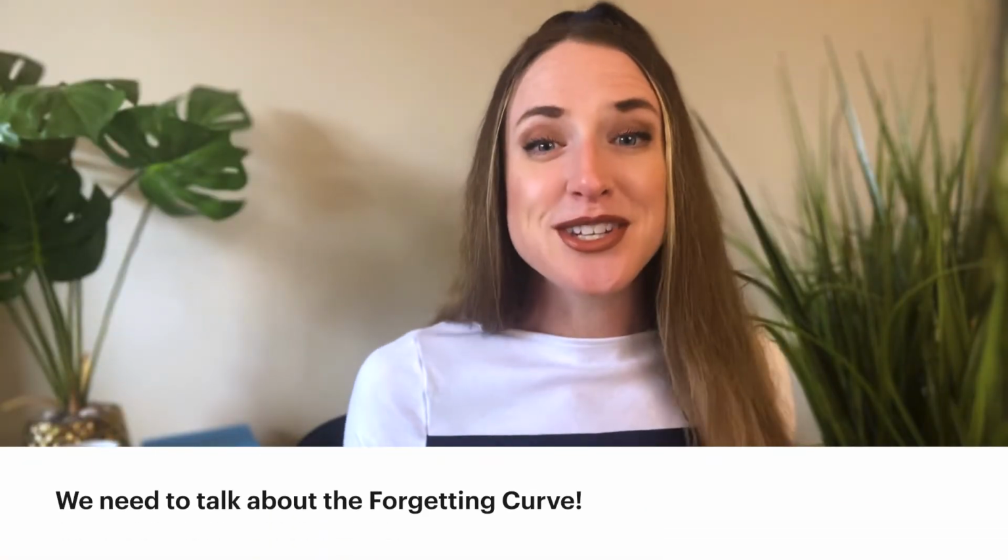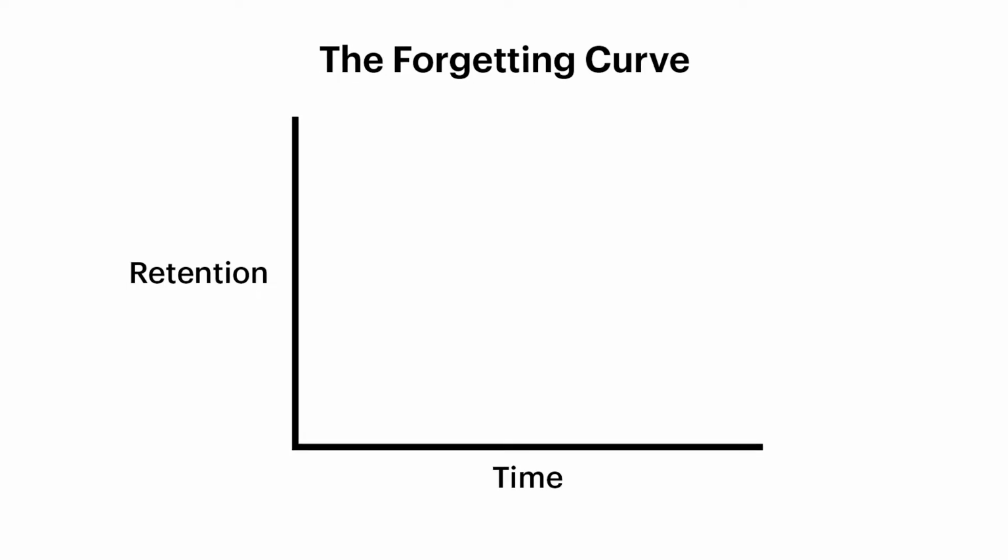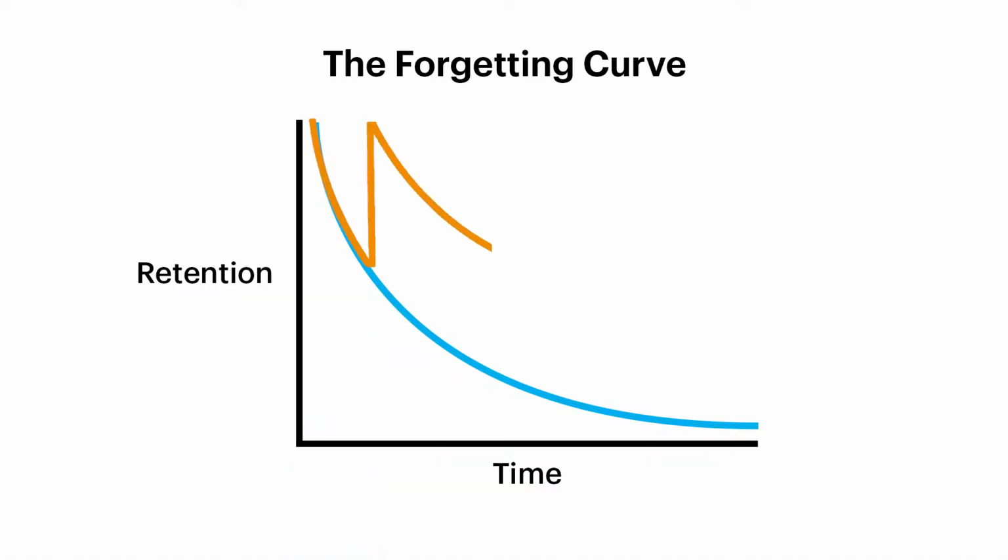Okay, first, we need to talk about the forgetting curve. This is a simple negative sloping curve by which learning content loses its retrieval strength and memory over time. It's educational psychology's way of saying use it or lose it. And spaced repetition flattens this curve, thereby maximizing retention.